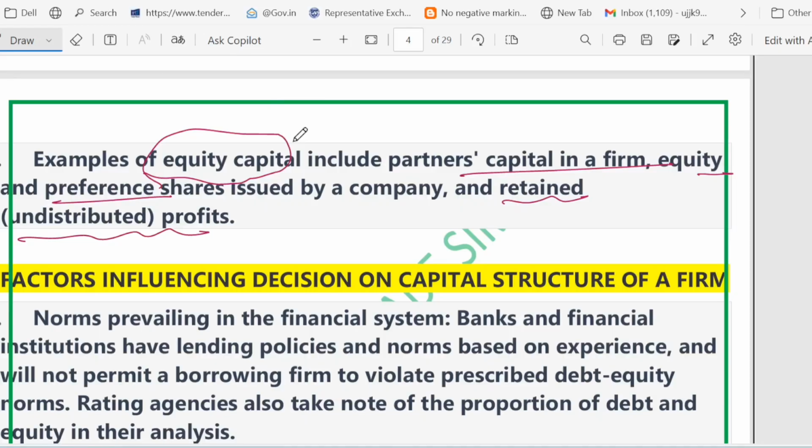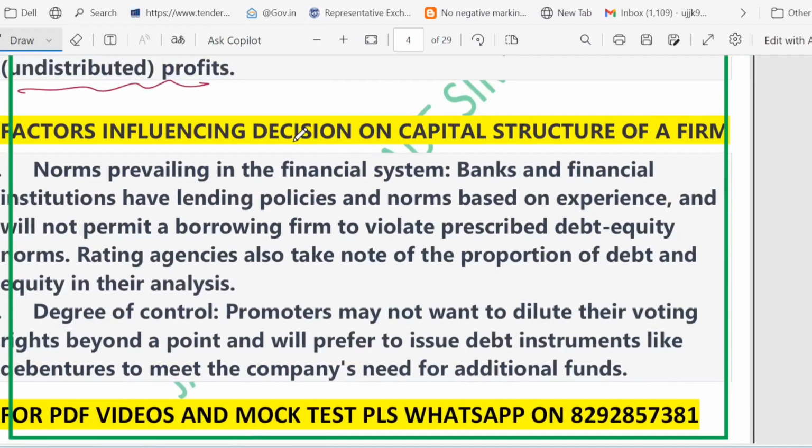Now let's talk about the factors influencing the decision on capital structure in a firm. So what are the factors that influence a company's capital structure decision? In other words, how a firm decides how much debt and how much equity to keep. Let's talk about it. How a firm decides how much to keep as equity and how much to keep as debt.